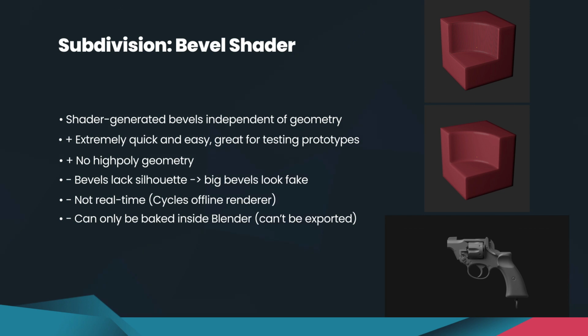Pros and cons. It is an extremely quick and easy method, great for testing prototype shapes or for offline renders that don't need good topology or optimization. No need for high poly geo, we can keep meshes dirty and simple. It's only good for smallish bevels, since the shader does not affect the model's silhouette. The bigger the bevels, the less real they will look.